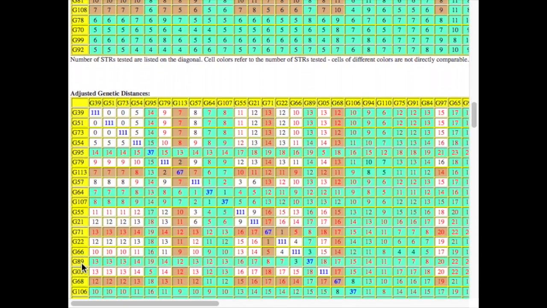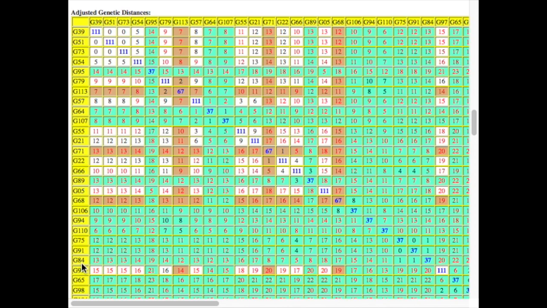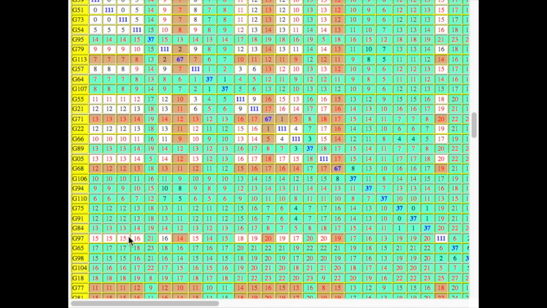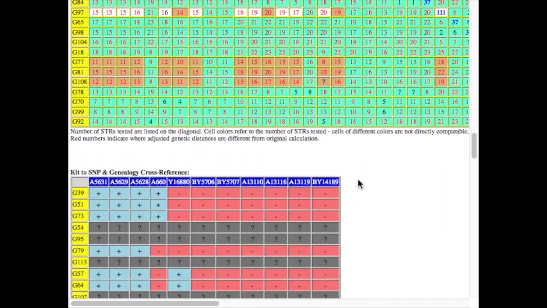Not only does it give you the original genetic distance, but having put people appropriately in the mutation history tree, it actually adjusts the genetic distance and gives you a much more accurate genetic distance based on the placement in the tree. You can see that a lot of people have a genetic distance of 16, so 16 out of 37. It's different from the original genetic distance because it's taking into account the placement of the people on the tree and the various STR values that intervene.